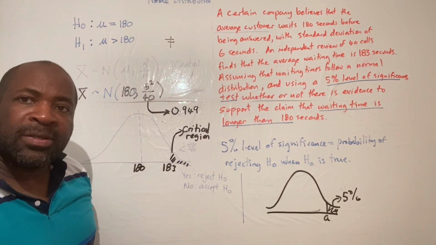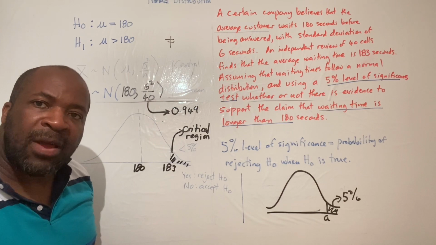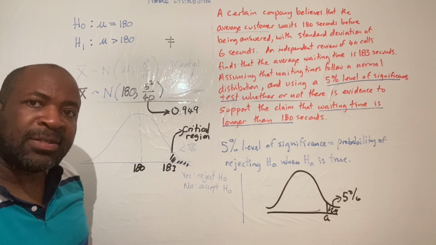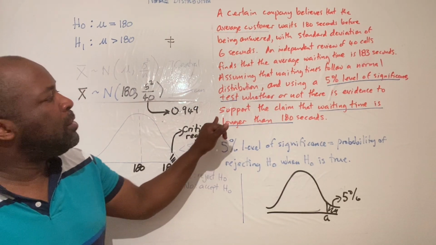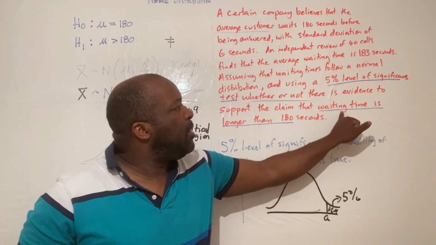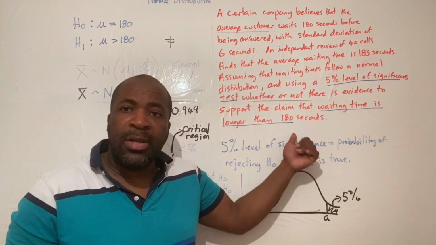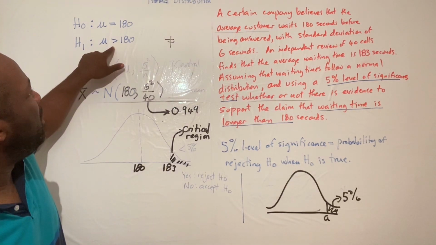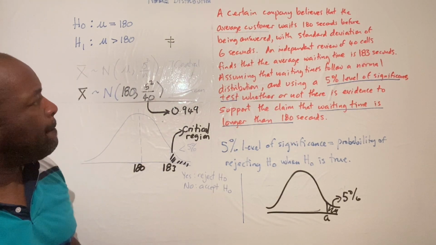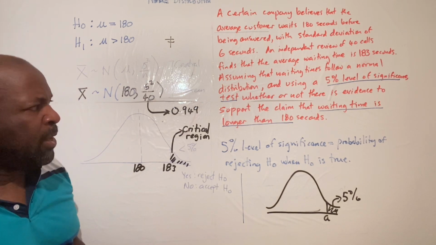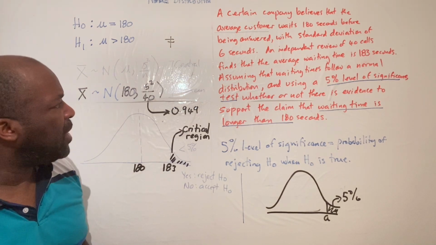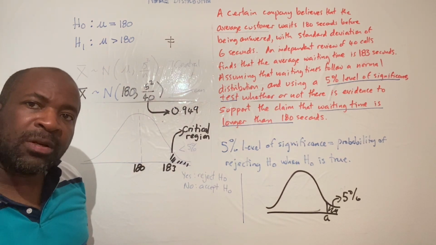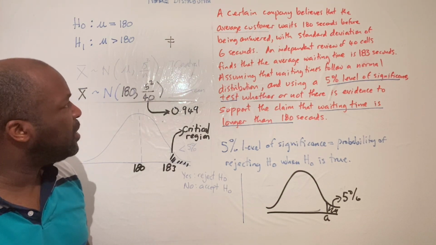If the null hypothesis is not true, then there's an alternative hypothesis that we will accept, and that's called H1. The alternative is that there is a claim that the waiting time is longer than 180 seconds. So therefore, mu may be more than 180. In order to administer this test, we need to know what is the distribution of the average waiting time.